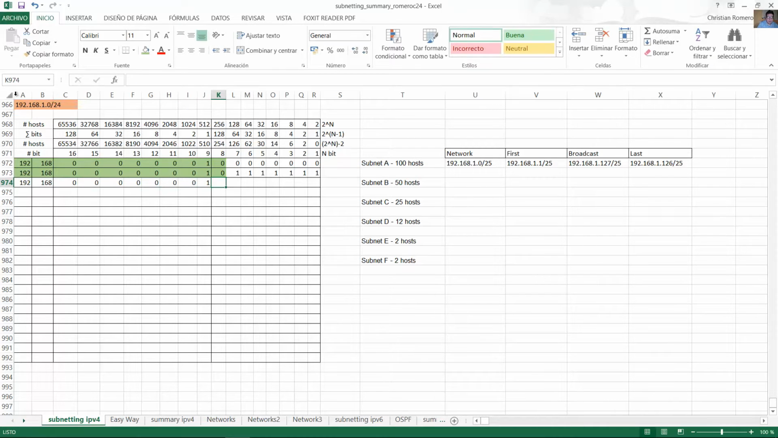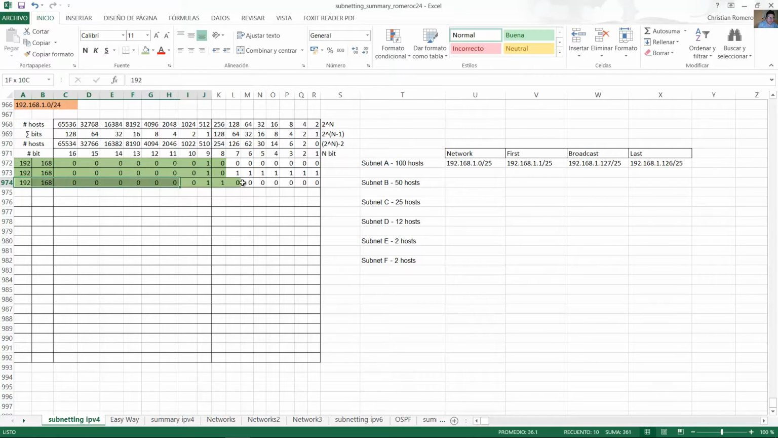192.168.0.0.0.0.0.1. Okay, the next number to this is 1 followed by zeros. Okay, and you need 50 hosts. This is the number of hosts. Okay, 62. And so the subnet mask is this.